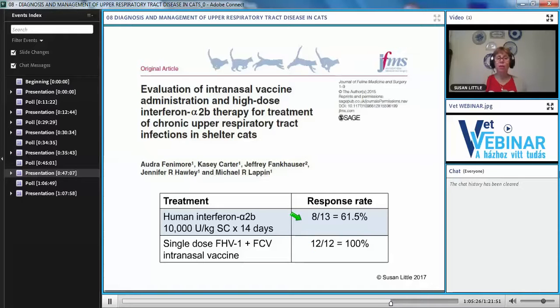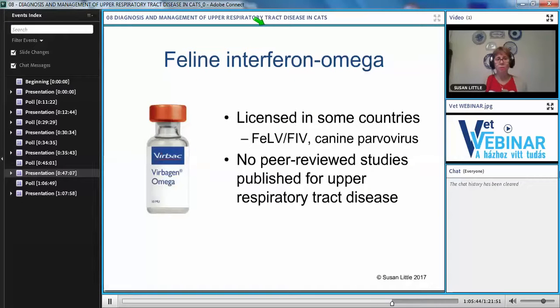But 8 of the 13 cats that were treated with the human interferon also had a response and were able to be adopted out. So it may be worth looking at this high dose subcutaneous human interferon treatment as well for these cats with chronic disease. In Europe, you also have a feline interferon, interferon omega.